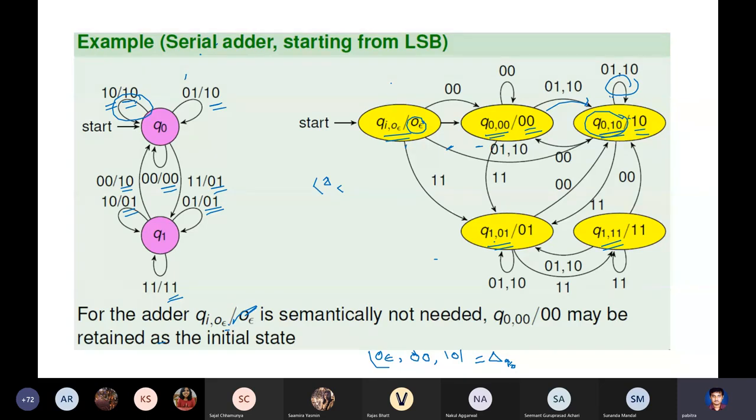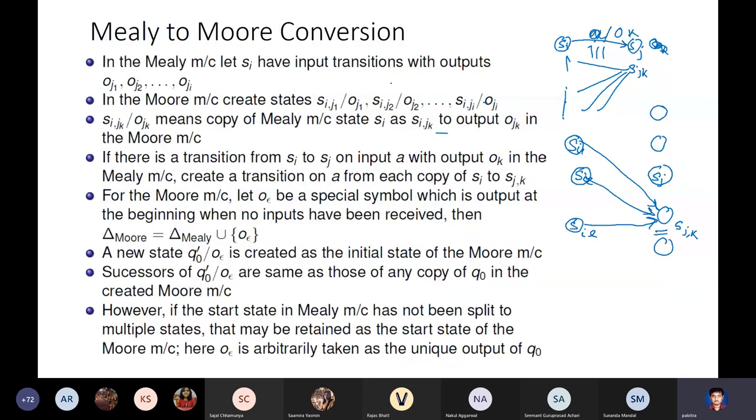The successors of this new state are the same as those of any copy of Q naught. So for all copies of Q naught, if Q naught is split, whatever outgoing successors you have, the same successors will be there for Q naught prime also. You need not do all this if the start state is not split in this conversion process. The reason this is done is because I'm splitting the state based on the outputs that I can have, but initially I don't have any output. That's why this kind of dummy output O epsilon is created.